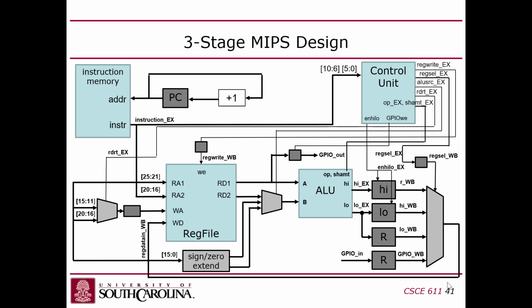Now, the color coding here is blue is modules. So obviously the reg file is a module we've got. The ALU is a module we've got. The control unit is a module that is basically just a big if-then-else. I showed you an example of that in a prior slide.